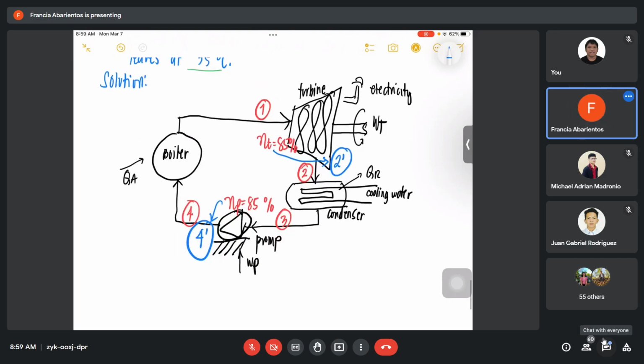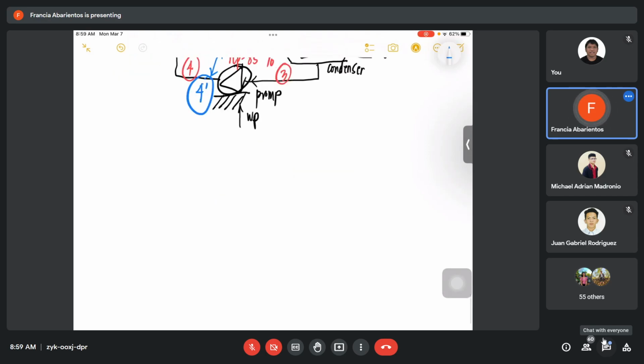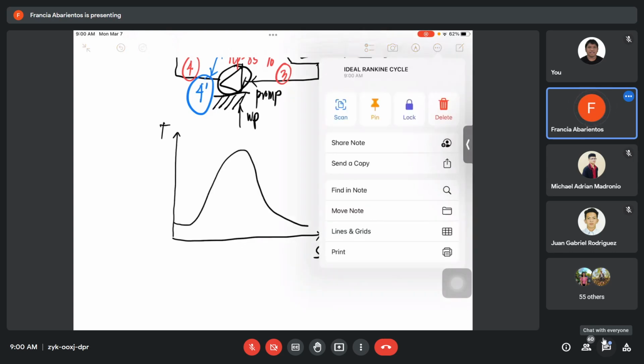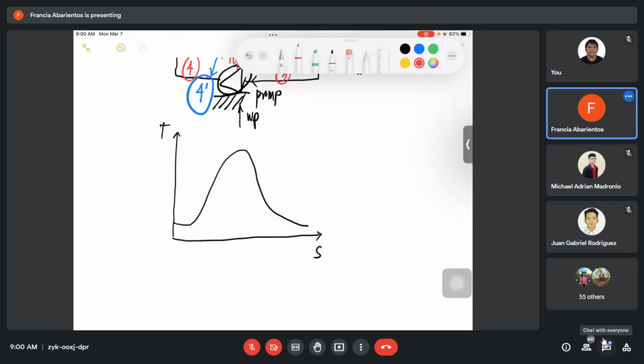Intindihan? After this, you draw now the TS diagram. Yan. TS diagram mo. We have now your TS diagram. Wala ang pinagbago. Okay. Anong mangyayari? Kanina ganito yung graph natin. From point 1 to point 2.